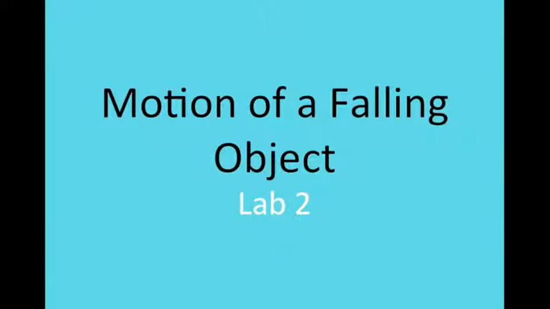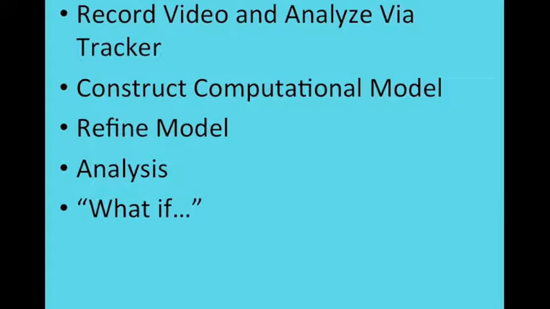In this video, we are going to observe the motion of a falling object, and then, with a little help from the momentum principle, we will analyze the forces acting upon this object. First, we will record a video and use Tracker to record the object's motion. We will then construct a computational model using Newton's second law to replicate the observed motion. After some analysis, we may realize that revisions must be made in order to improve this model. Lastly, after the analysis of these models, we will discuss some what-if questions.